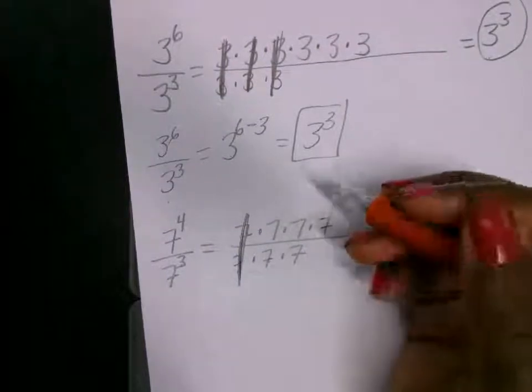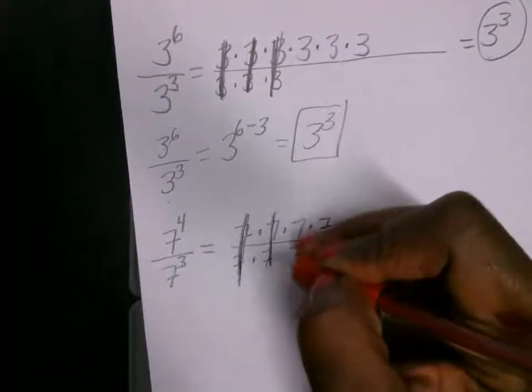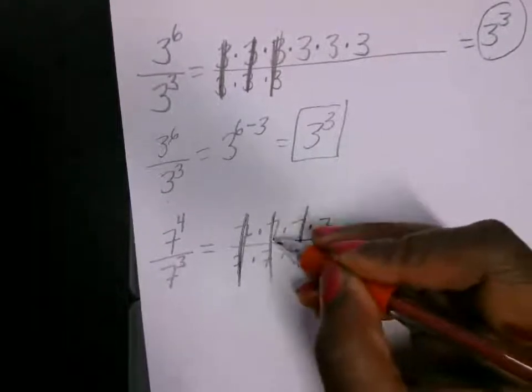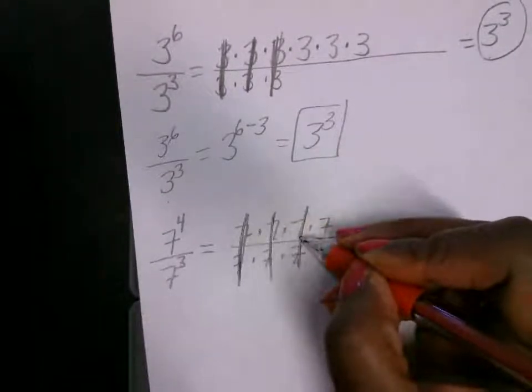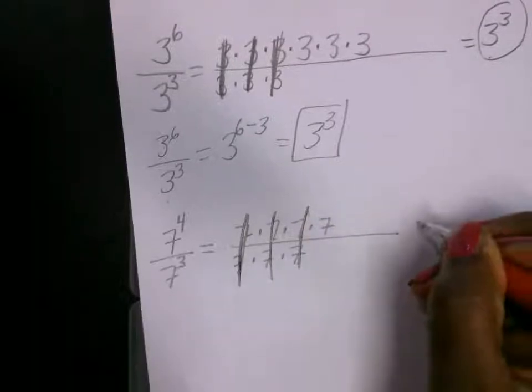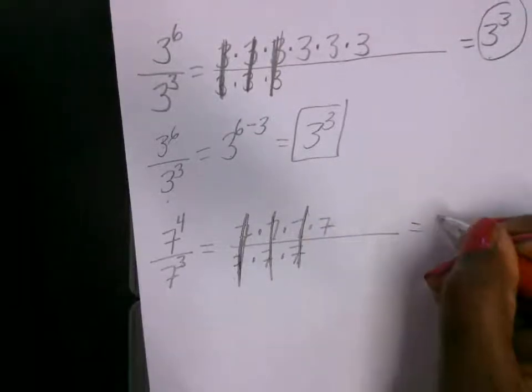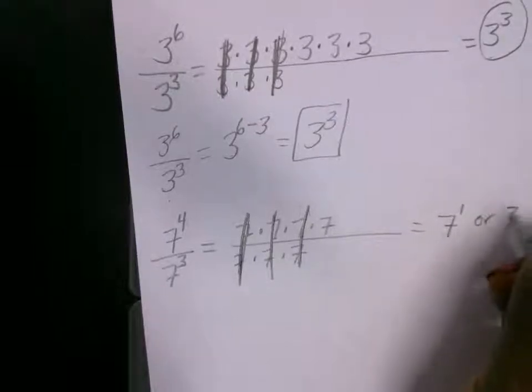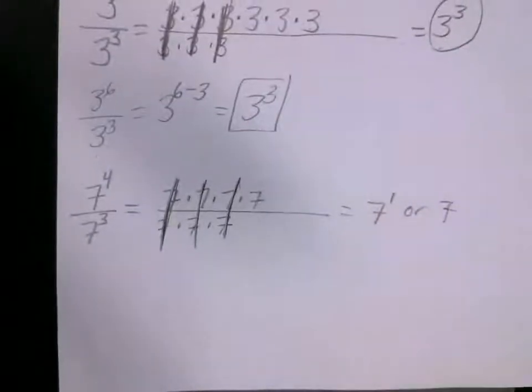What's 7 divided by 7? 1. 1 times 1 times 1 is 1. Times 7 is just going to be 7. How many 7s are left? So it's either 7 to the first power or your answer is just 7. It's understood to be a 1 there.